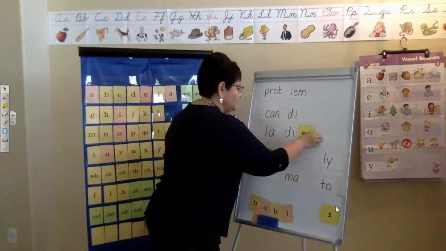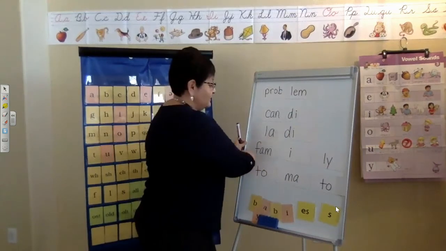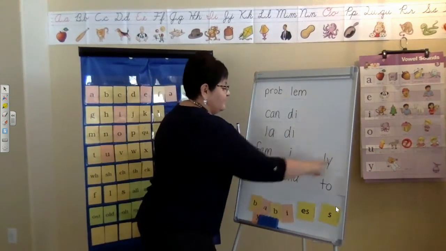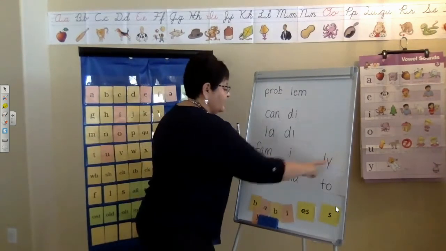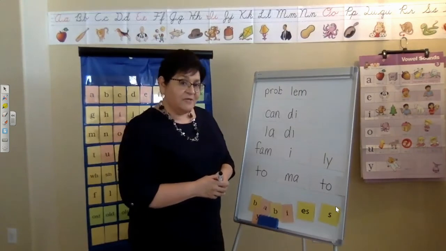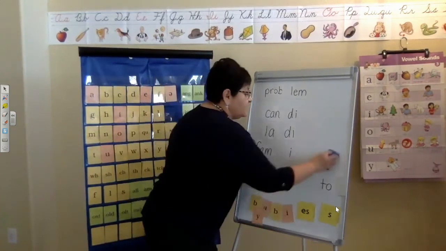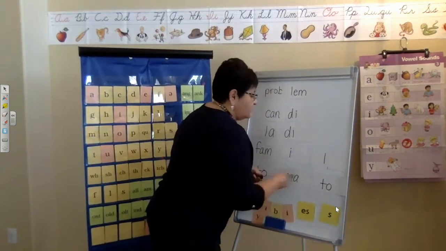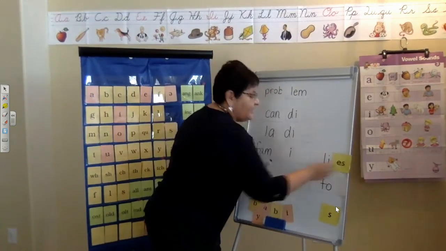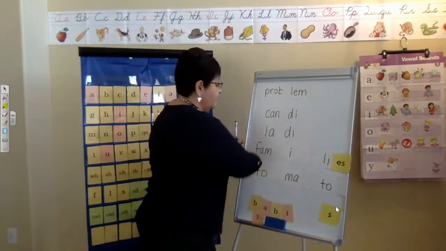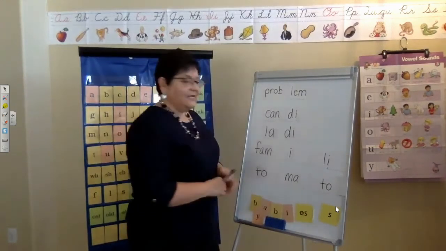Let's do this one. It's a long one. You read it first. Let's read this together. Family. So I have one family, but I want to have many families. What do I do? I change the Y to I, and I add ES. Let's read this. Family, families. There you go.